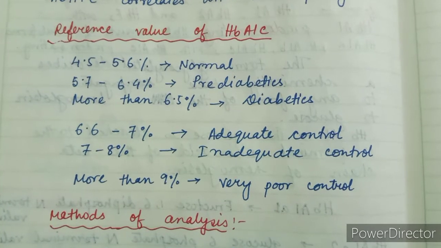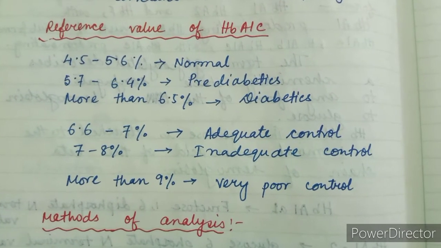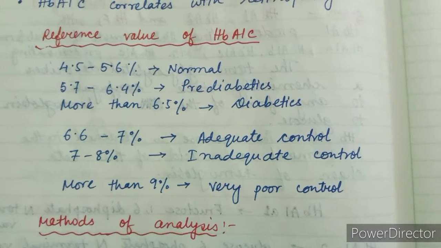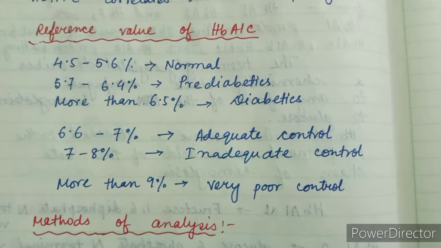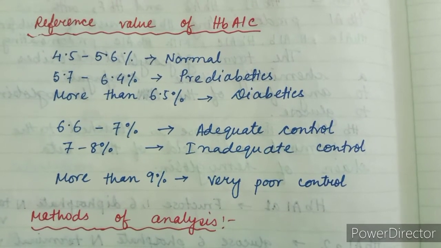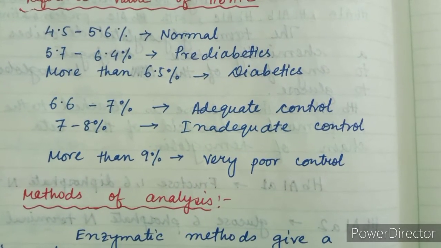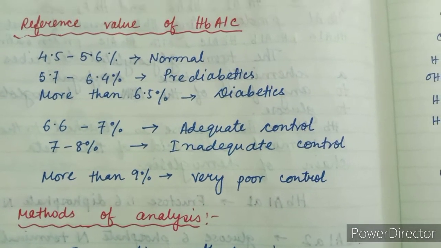Reference value of HbA1c: 4.5 to 5.6% is normal, 5.7 to 6.4% is pre-diabetic, more than 6.5% is diabetic. 6.6 to 7% is adequate control, 7 to 8% is inadequate control, more than 9% is very poor control.